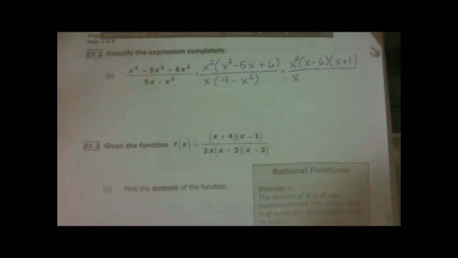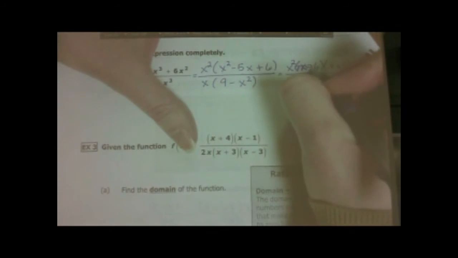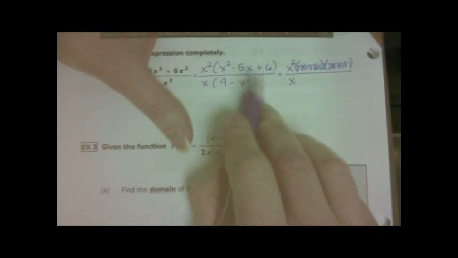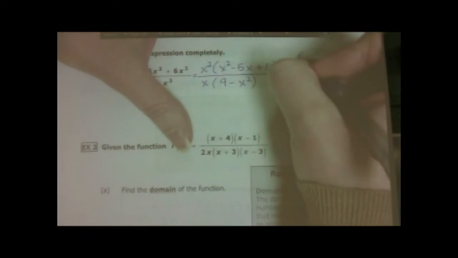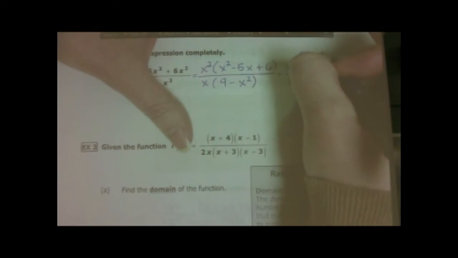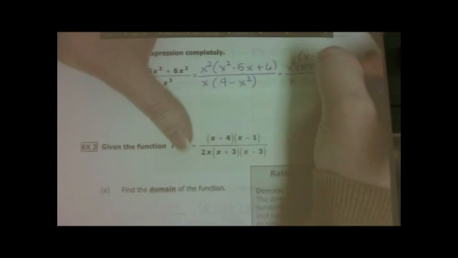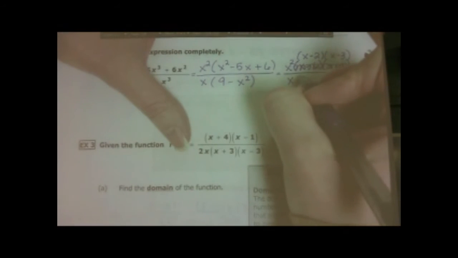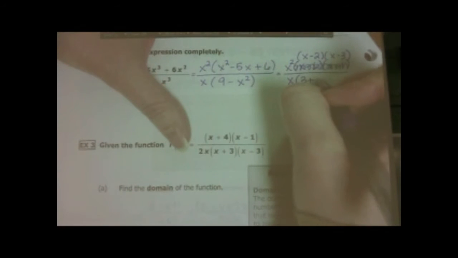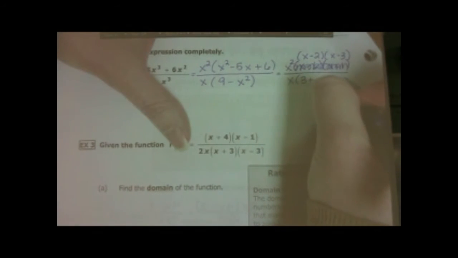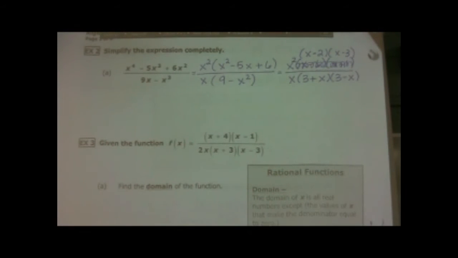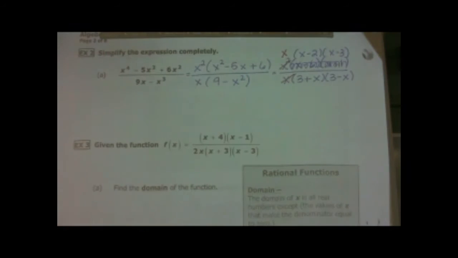You know what? I actually factored the top wrong here. Let's fix this. Two numbers that multiply to positive 6 and give you a negative have to be two negatives. So this is actually x minus 2, x minus 3. So let's fix that. On the bottom, like we said, we have 3 plus x, 3 minus x. Okay, now we want to cancel. First of all, we have an x squared on top and an x on the bottom. So we can cancel one x out of each. So here this is gone, and this just becomes x.